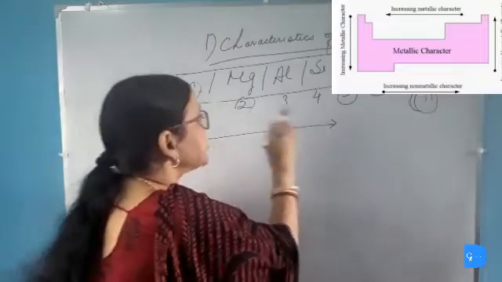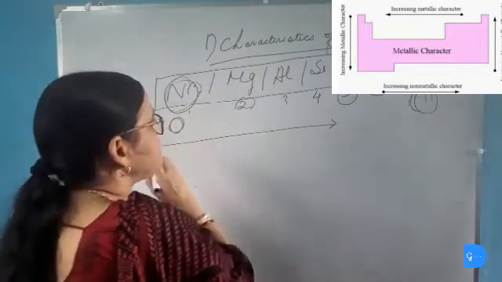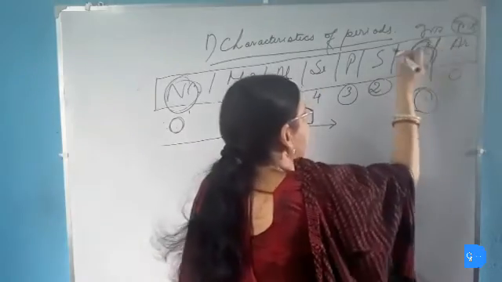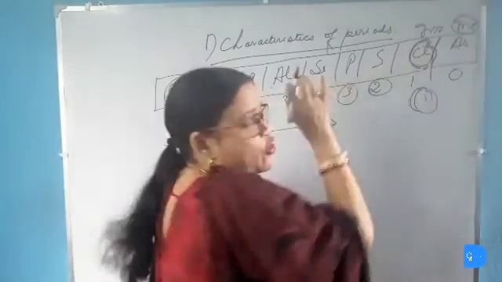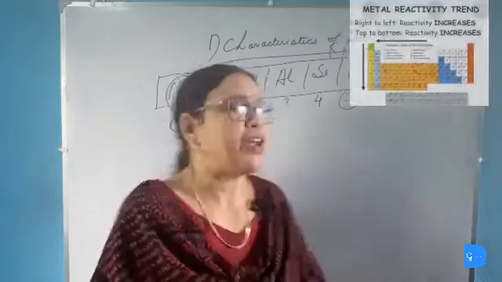Thus, in the third period of the periodic table, sodium is most metallic in nature or most electropositive, then magnesium and aluminium, whereas chlorine is the most electronegative element in this period, then sulfur and phosphorus. Now we will study the chemical reactivity of elements in a period.